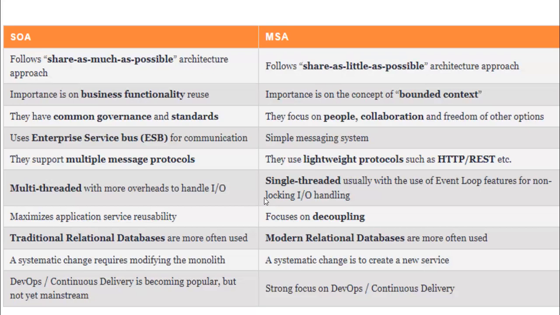In SOA, a systematic change requires modifying the monolith, whereas in microservices, a systematic change is to create a new service. In service-oriented architecture, DevOps continuous delivery is becoming popular, but it is not yet mainstream. Whereas in microservices, there is a strong focus on DevOps and continuous delivery.